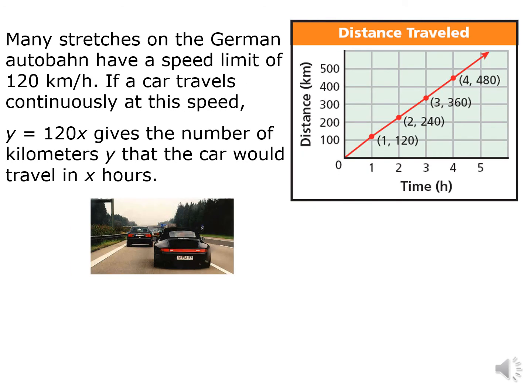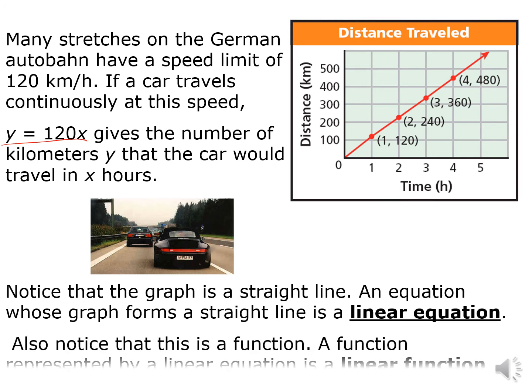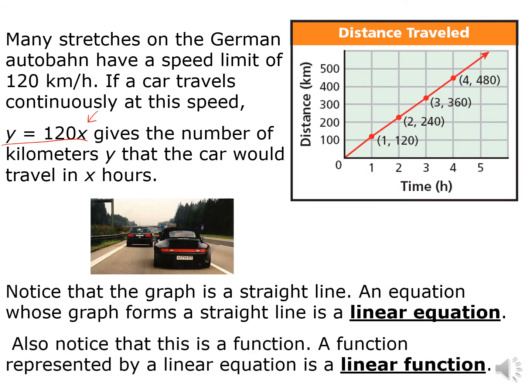Okay, many stretches on the German Autobahn have a speed limit of 120 kilometers per hour. If a car travels continuously at this speed, this equation gives the number of kilometers y that the car would travel in x hours. So they made a t-chart and plugged in values. If we plug in 1, we get 120. If we plug in 2, we get 240.